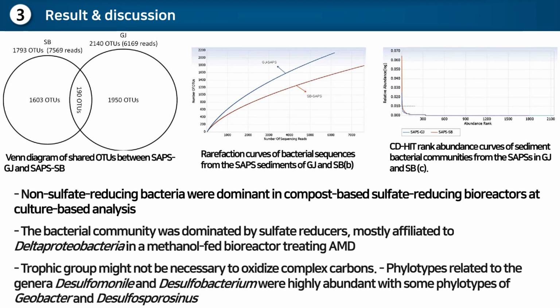A culture-based analysis revealed that non-sulfate-reducing bacteria were dominant in compost-based sulfate-reducing bioreactors. However, in a methanol-fed bioreactor treating AMD, the bacterial community was dominated by sulfate reducers, mostly affiliated to Delta Proteobacteria. Because methanol is a simple organic carbon source, a complex trophic group might not be necessary to oxidize complex carbons.